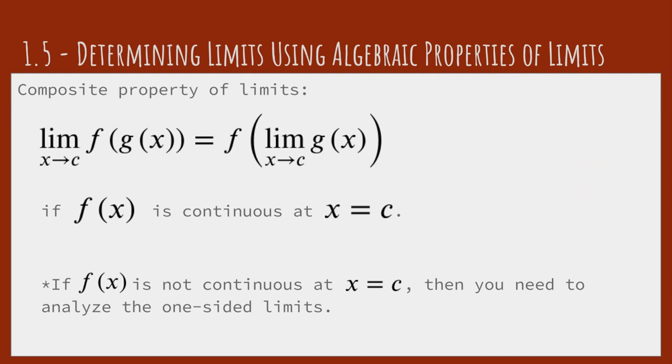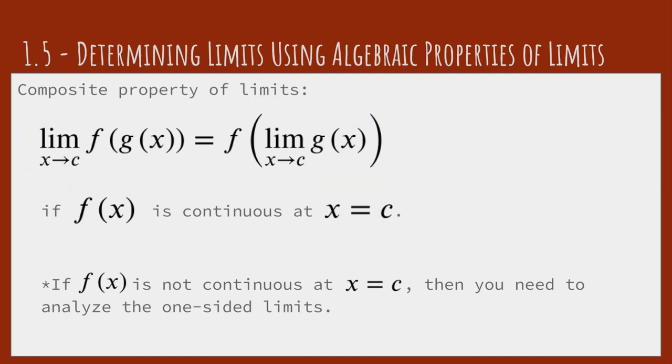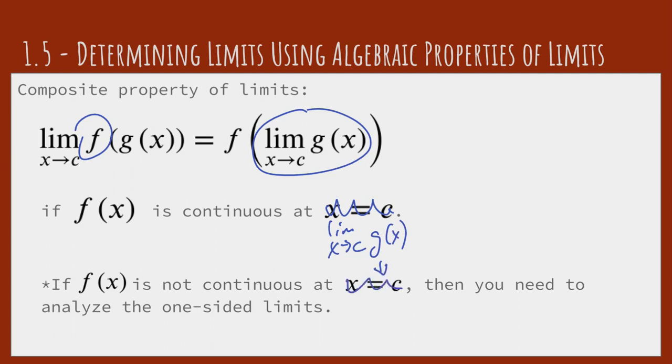This property gives us a way of evaluating those. But again, like the quotient rule, it has a limitation. This equation right here is only valid, it only works, if the outer function is continuous at this limit right here. And this is actually a typo here. This should say the limit as x approaches c of g of x. Sorry about that. So that goes here and here.